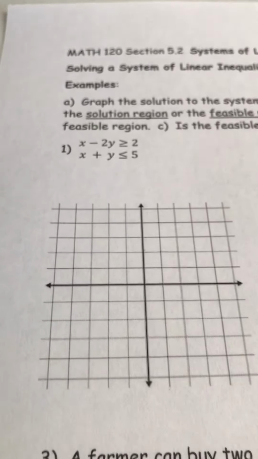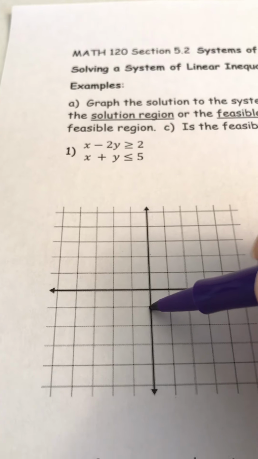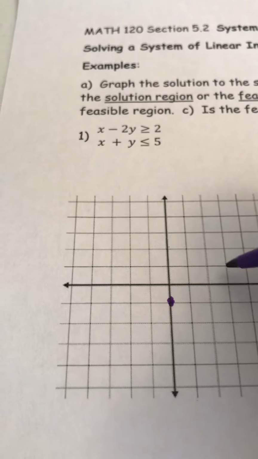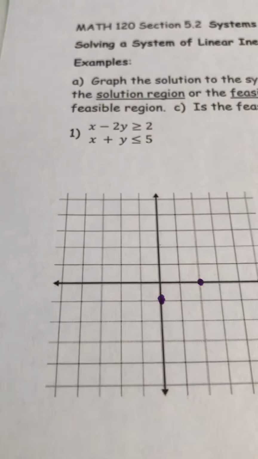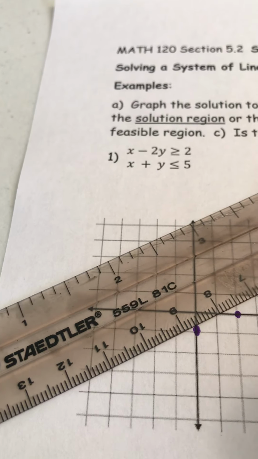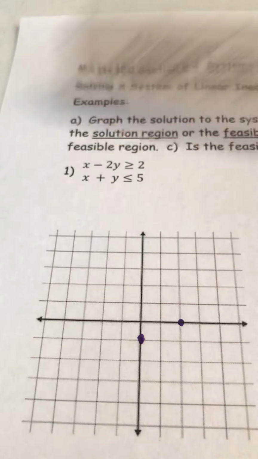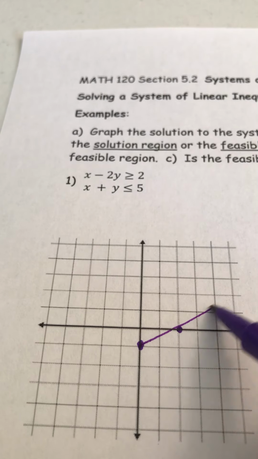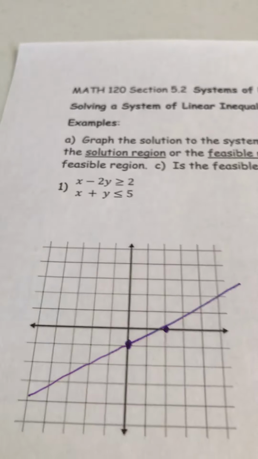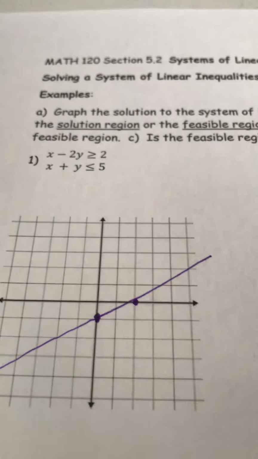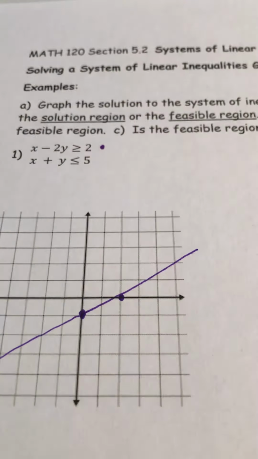So now I'm going to come over here to my sheet and plot those two. 0, -1 is right here. And what's the other one? 2, 0. And I'm going to take my straight edge, and I'm telling you guys, I'm having a hard time holding a camera and using a straight edge, so I'm going to free hand this one. And that is the purple line, which represents this first one.